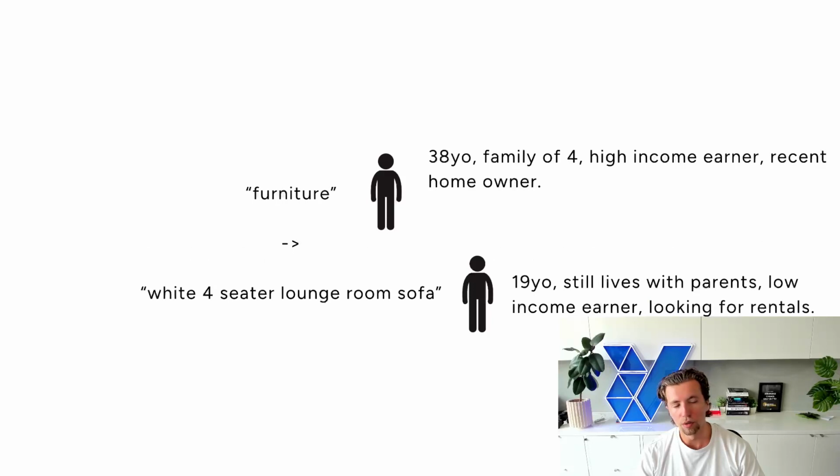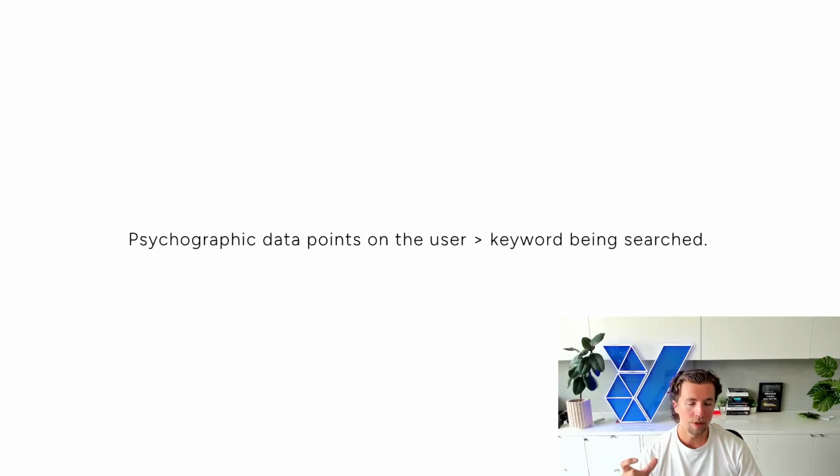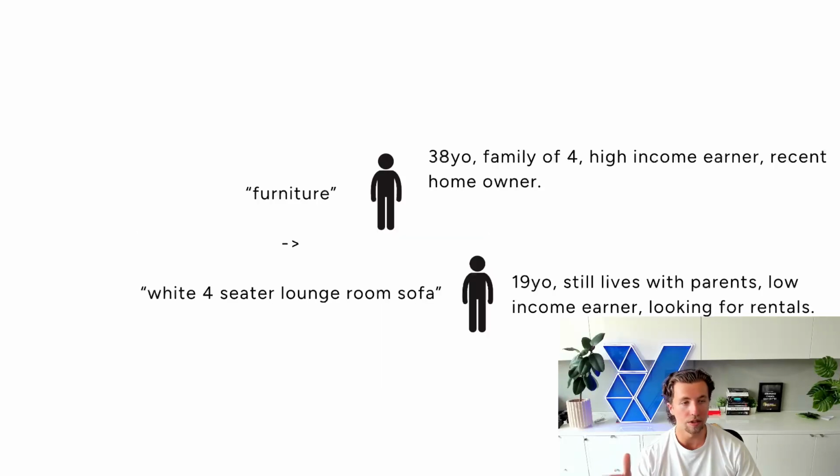So with all that being said, Google knows all this information. They know that the person searching for furniture is a 38-year-old, likely a family of 4, very high likelihood of a high income earner, and they're a recent homeowner. This user, who searched for a much more specific keyword, is actually a 19-year-old, still lives with parents, low-income earner, but they're looking for rentals, which explains why they made this keyword search, but it doesn't show very high intent at all that they're going to make the purchase. This one does. And so when you take into consideration the actual audience data, the psychographic data points on the end users, that becomes way more important and way more relevant than the keyword that's actually being typed into Google and searched for. And so in this instance, you would actually want to bid, spend money on, place your ads on the user that searched for furniture rather than the user that searched for white 4-seater lounge room sofa.